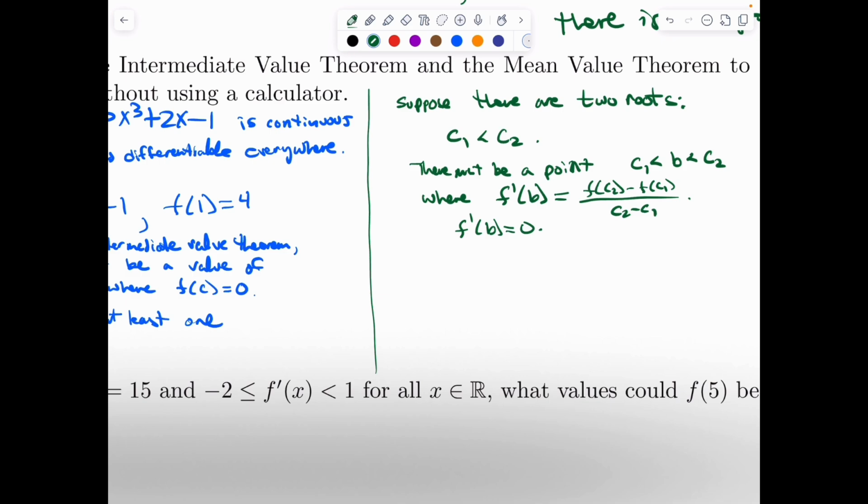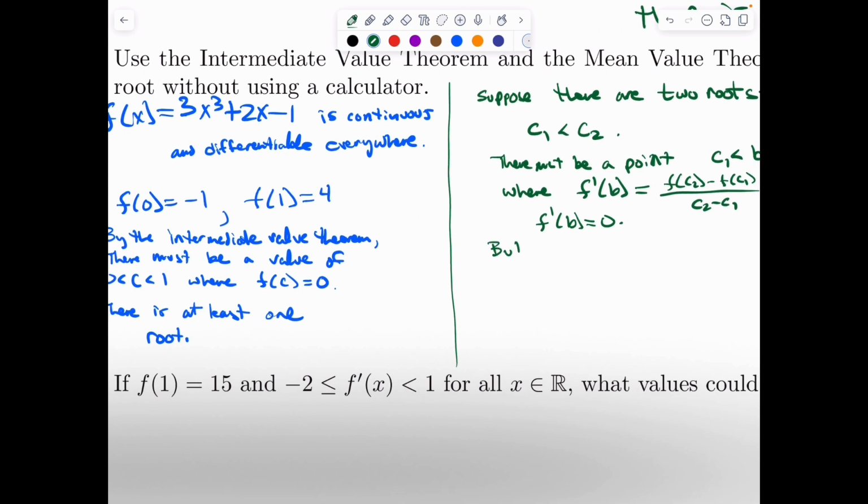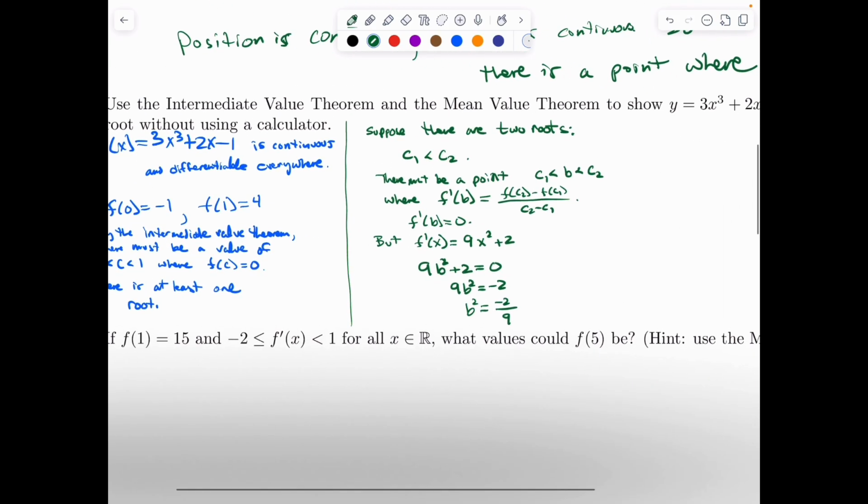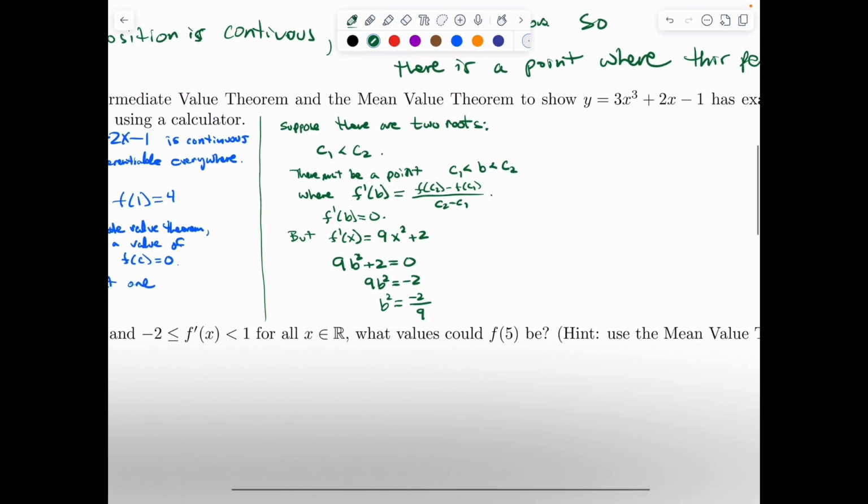Okay, well, let's compute f prime of x. F prime of x is 9x squared plus 2. And 9x squared plus 2 is always positive. There are no values, so if you try to set this equal to 0, then let's see, you would have 9 times b squared plus 2 would equal 0, which means 9b squared is negative 2, and there are no real numbers that have b squared equal to negative 2/9.